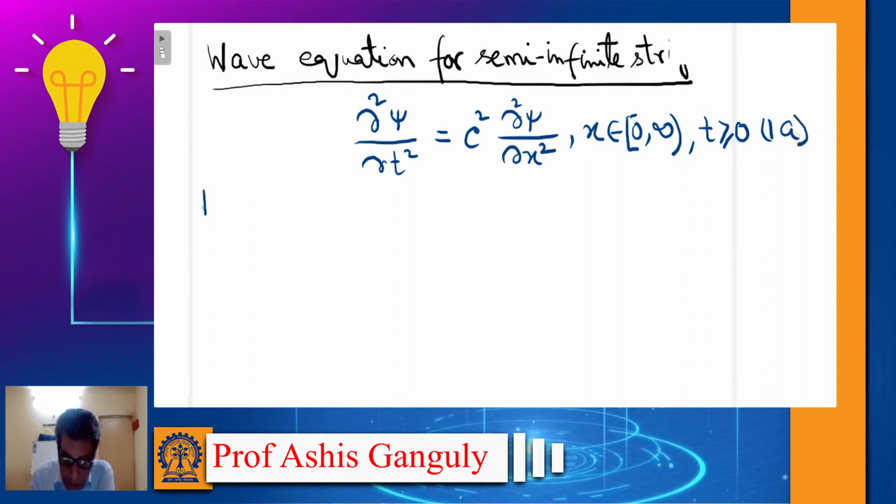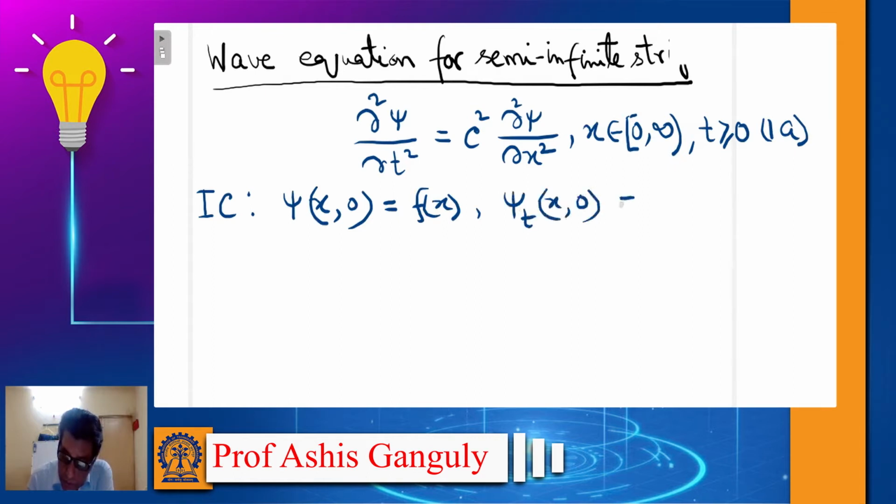As usual, as before, there will be initial conditions. So psi(x,0) equals f(x), psi_t(x,0) equals g(x), x belongs to 0 to infinity. Let us label it as 1b, and there will be a boundary condition.